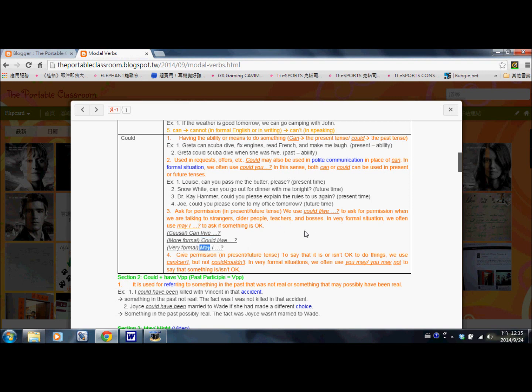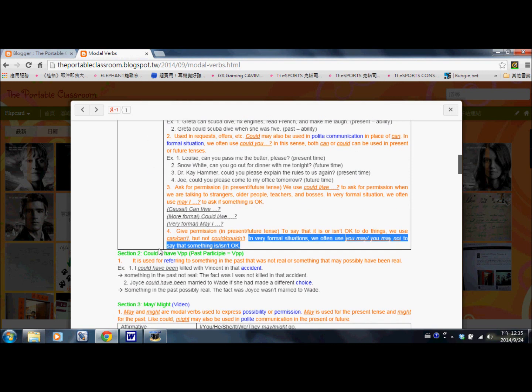Number four, when we give permission to say that it's okay or not okay to do something, we will use can or can't, like you can do this or you can go out. We will not use could or couldn't. We will use could for requests, offers, or asking for permission, but when we give permission, when we say yes or no, we will not use the word could or couldn't. However, in very formal situations, we often use you may or you may not to say that something is or isn't okay. So now we know how to use could.